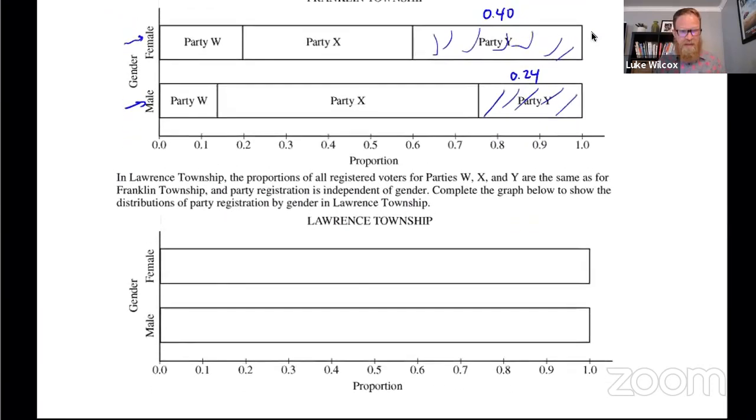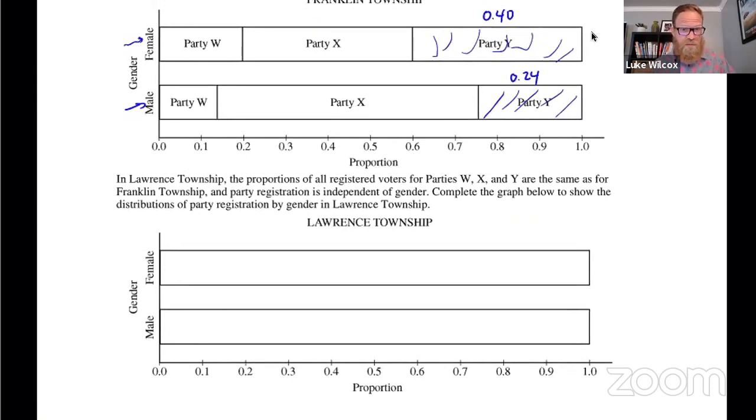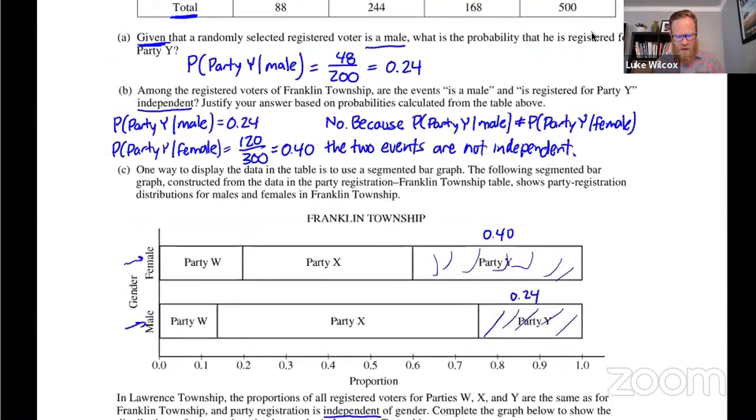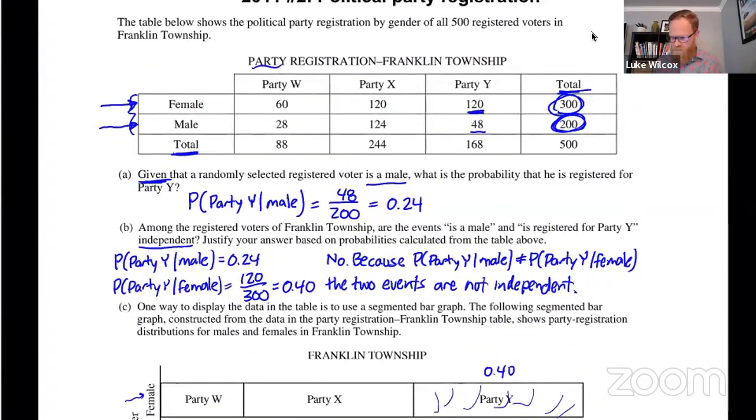Now, the next part of the question says, in Lawrence Township, the proportion of all registered voters for parties W, X, and Y are the same as for Franklin Township, and party registration is independent of gender. So this is a different township, but in this township, the two events are independent. Complete the graph below to show the distribution of party registration by gender in Lawrence Township. Well, in order for these two events to be independent, then we know that the probability that they are in one of the parties, given that they're male or female, has to be the same. And so what we need to do then is we need to calculate the overall probability of being in each one of these parties up here.